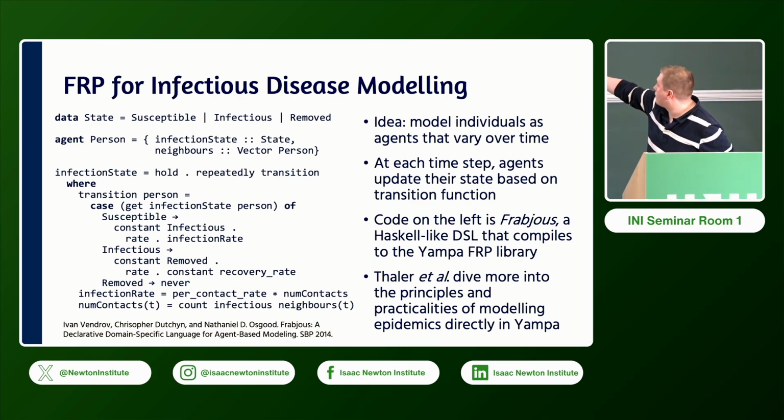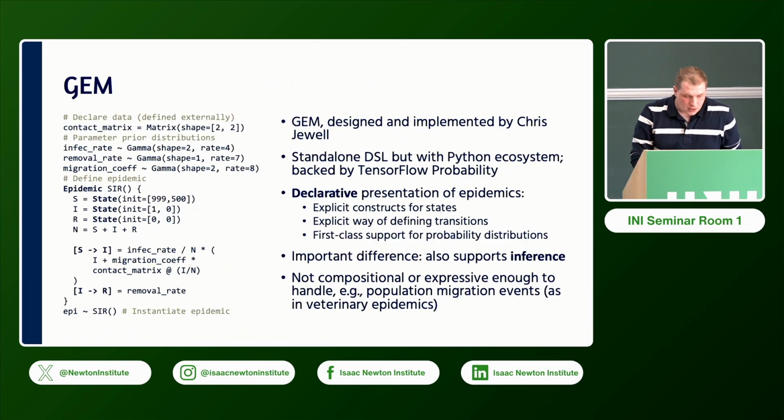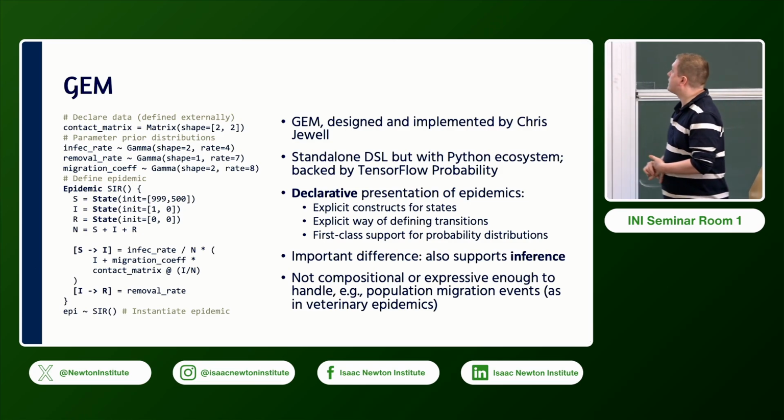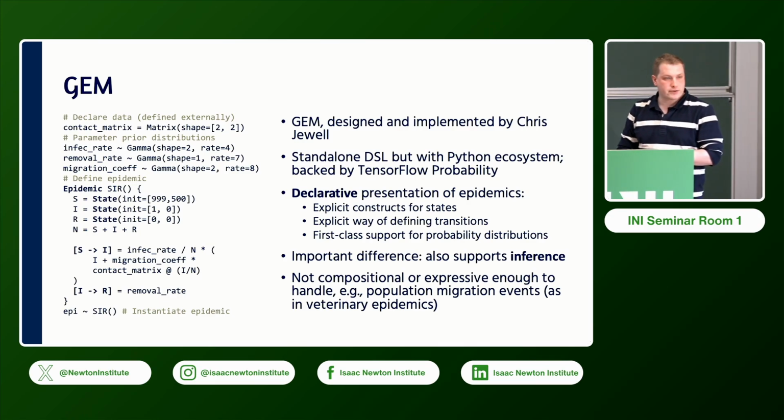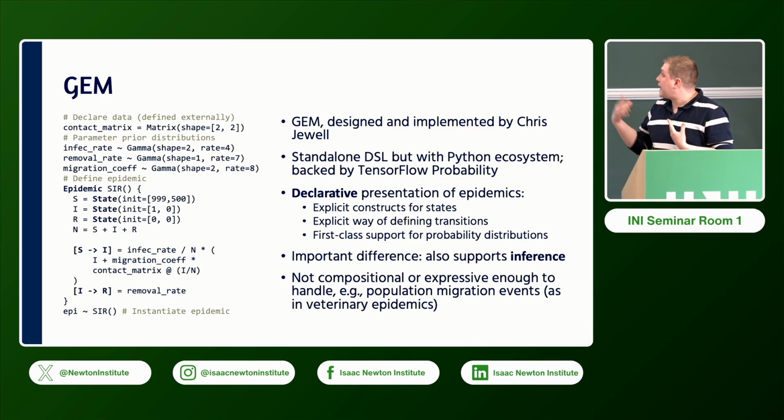But there was a lovely paper, Pure Functional Epidemics, and I think Perolov was actually involved in this, which dives more into the principles and practicalities of modeling epidemics directly in Yampa itself. So I believe Chris earlier was talking about the GEM DSL that he had written. So this came out of a Wellcome Trust funded project. And this is a standalone domain-specific language, but it's within the Python ecosystem, and it's backed by TensorFlow Probability.